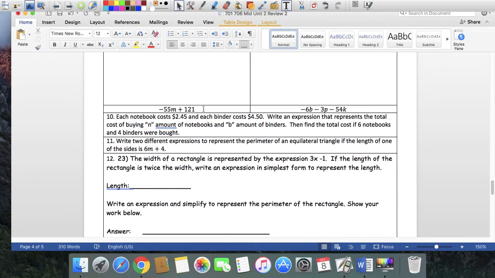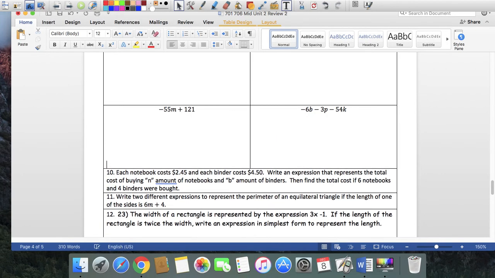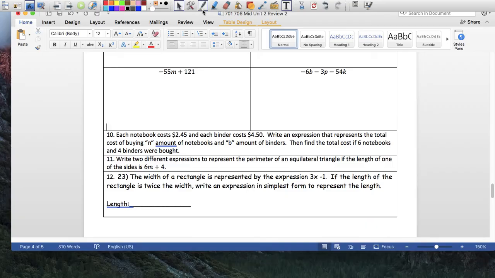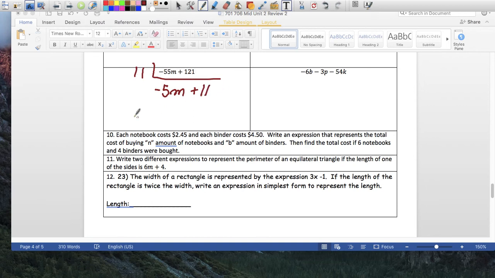Never-ending number, jeez. What can I pull out here? What's in common? So here, in common, it's 11. 11 goes into 55 negative 5 times. And then plus negative 121. 11 goes into 121 11 times. So this would look like this.